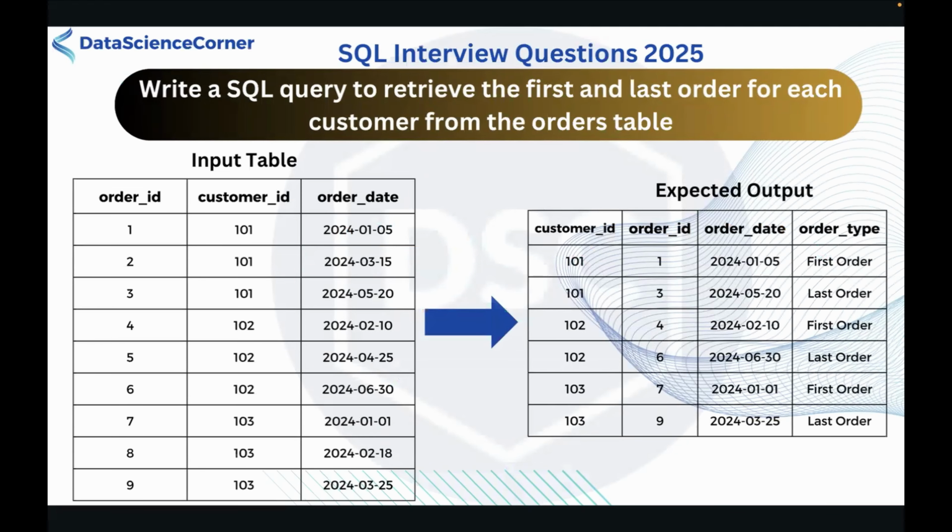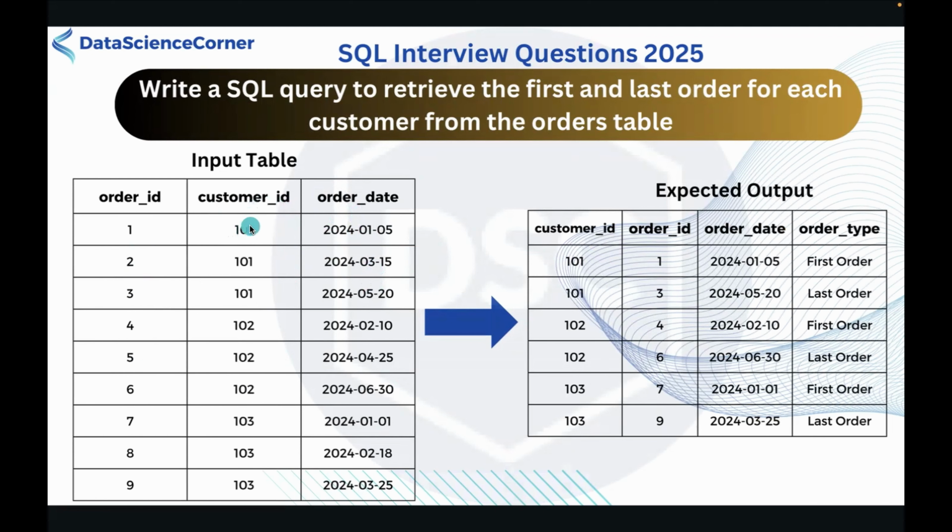The question is, write a SQL query to retrieve the first and the last order for each customer from the orders table. So we have been given an input table where we have order ID, customer ID and order date. And if we look into the table, we have different order IDs, then different customer IDs. And with respect to customer ID, we have different order dates.